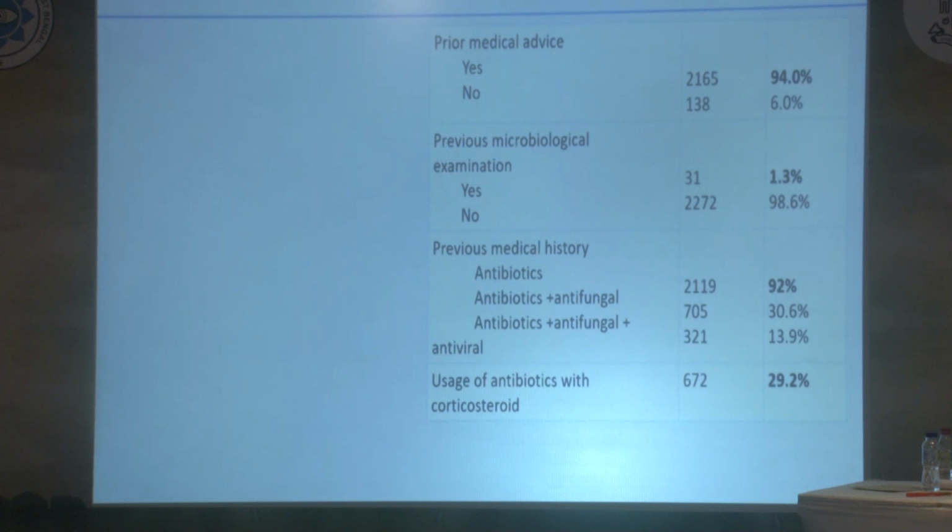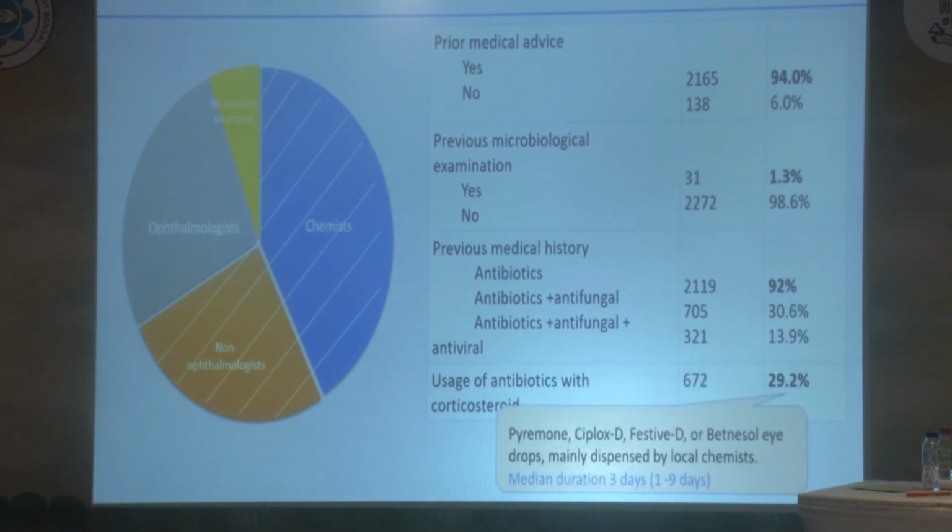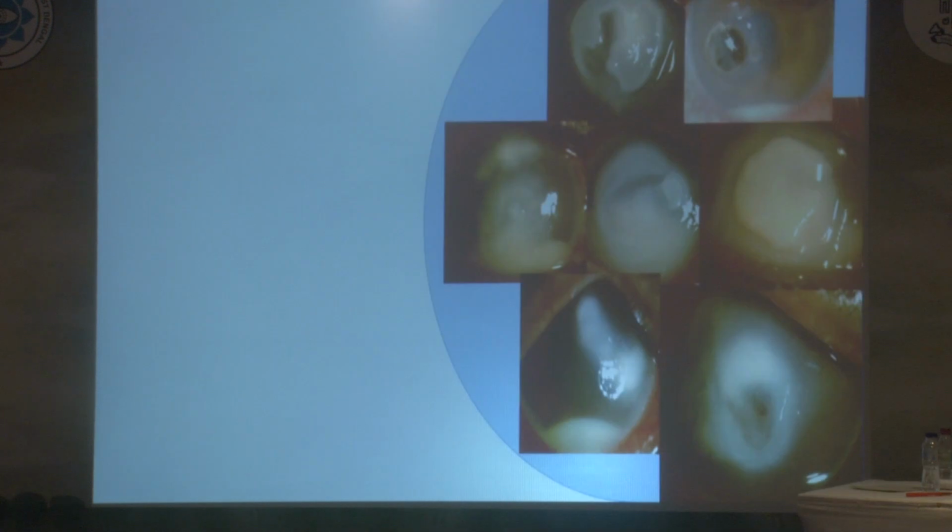And why was it so? Because 94% of patients had already sought some medical treatment from a chemist or non-ophthalmologist, and the majority had been given antibiotics alone, and 30% of them were given a combination of antibiotic and corticosteroid in the form of Ciplox D, and there are various brands. The mean duration of use was 3 days, ranging from 1 to 9 days.